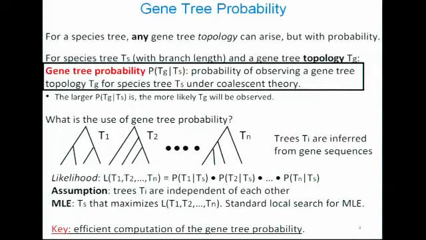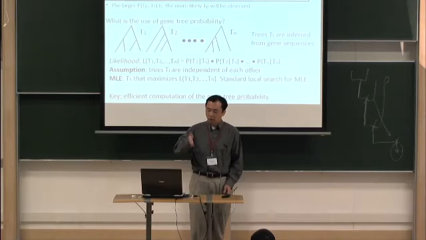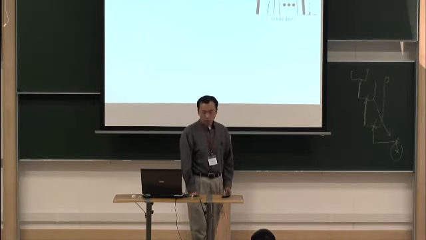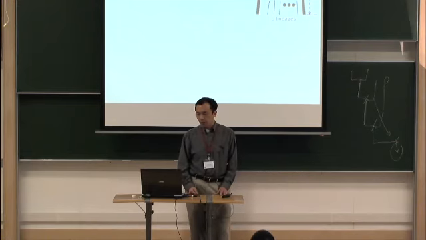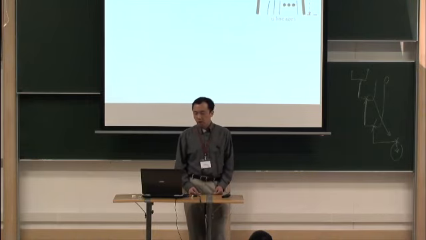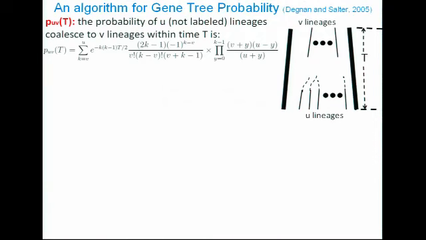So in this talk, I'll focus on one particular point in this computation, which is exactly how to compute this gene tree probability, the probability of a given gene tree topology for a given species tree. An algorithm was given in a paper by Degnan and Salter, which appeared in 2005. Their approach uses a very well-known result in coalescent theory. Here we define P sub uv of t, which is simply the probability of U lineages coalescing into V lineages within time t.